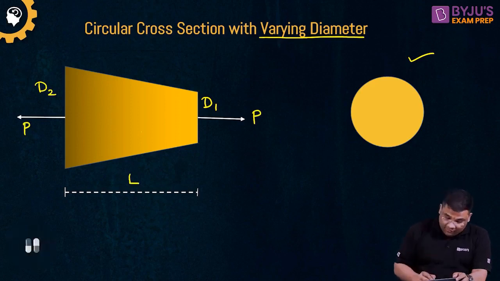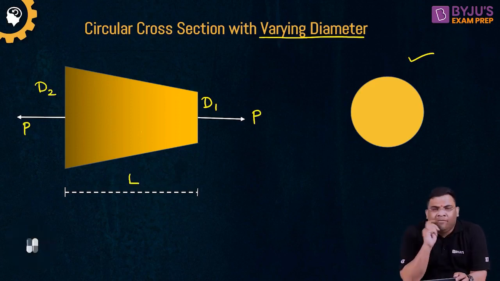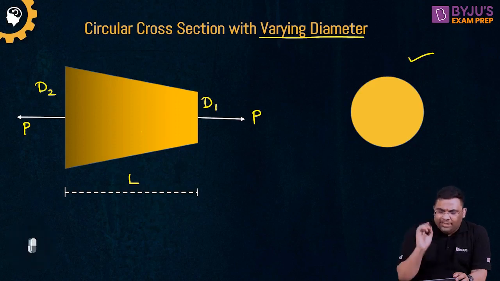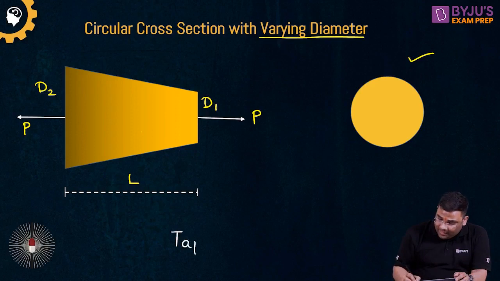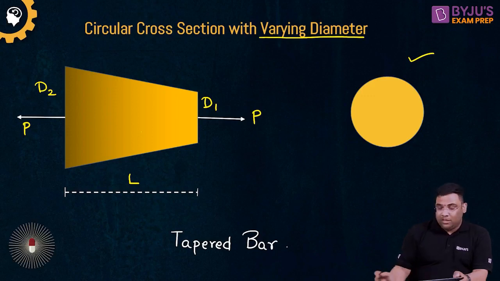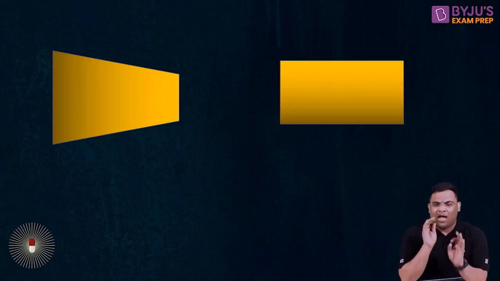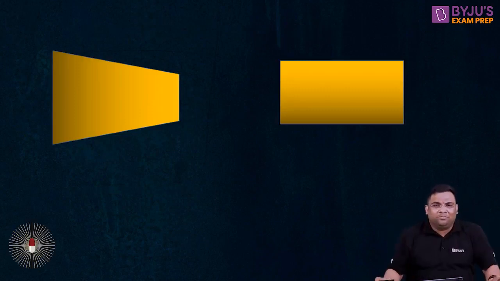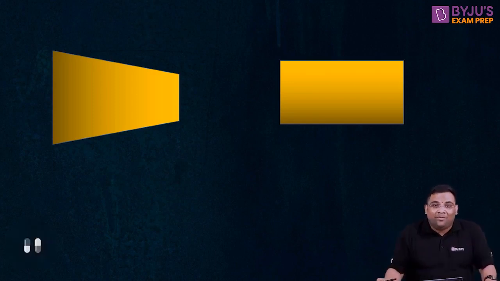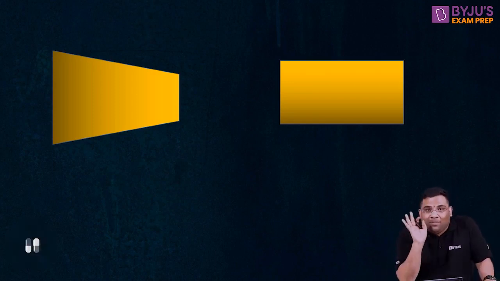So how do we find the deformation of this particular type of bar, a tapered bar, where the cross-sectional area is changing? Why is it changing? Because the diameter is changing. So for this tapered bar, I will have a very simple conclusion, a very simple method I will tell you. So all the students who are watching it live, it's very simple.